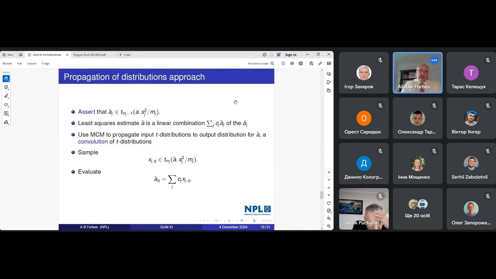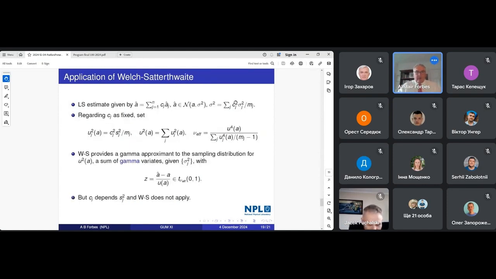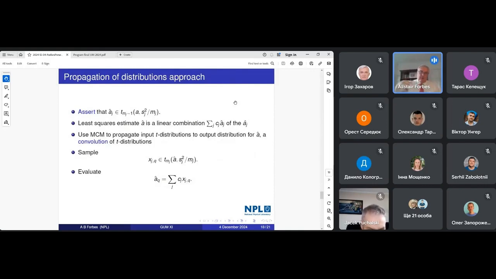Similarly, we can apply a propagation of distributions approach, again asserting that A hat is a draw from a t distribution. The least squares estimate is a combination of t variates. We use a Monte Carlo approach to sample from these t distributions and evaluate the sum of these samples in the right way, and what we end up with is that the Monte Carlo approach delivers a convolution of t distributions, whereas the Bayesian was a product of t distributions. The Monte Carlo approach is a convolution, a different thing altogether.